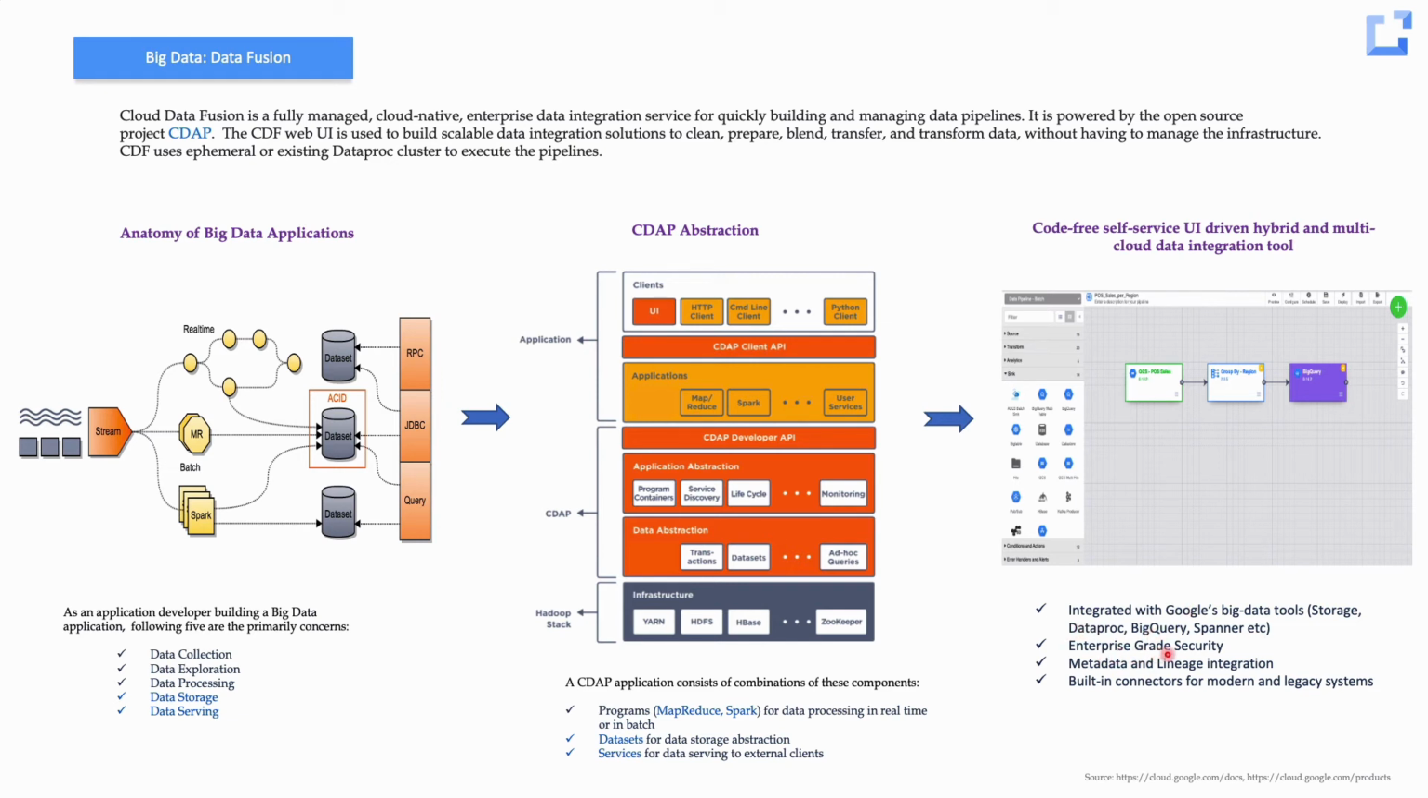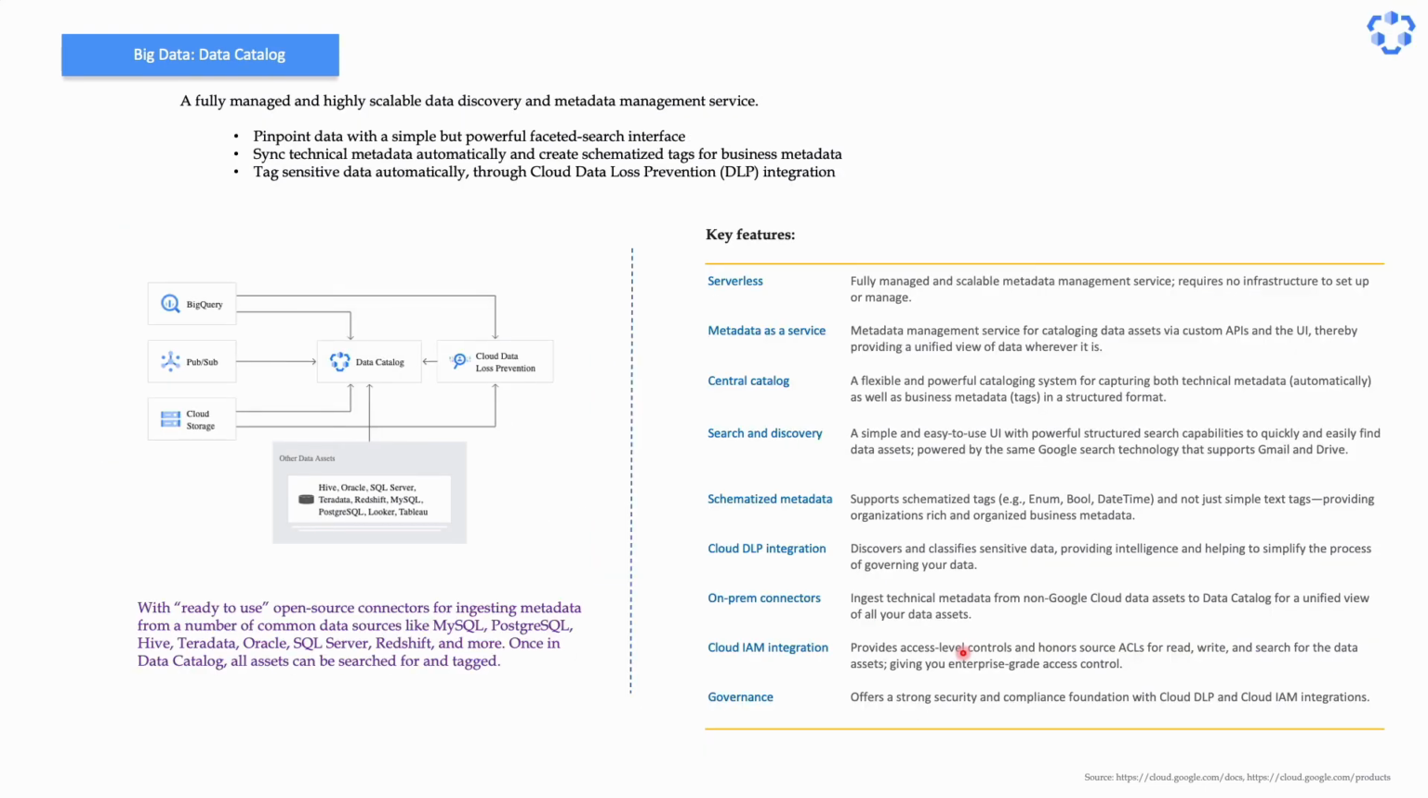It's an enterprise-grade security, metadata and lineage integration, built-in connectors for modern and legacy systems. Now, let's look at data catalog. So, we went through the process of how the data pipeline and data processing needs to happen. One of the very important aspects is to be able to search the data that you are processing or that you have stored. So that's where Google Data Catalog comes into the picture.